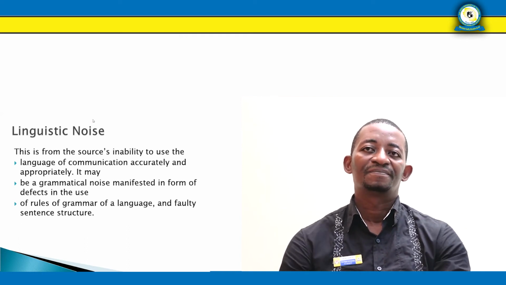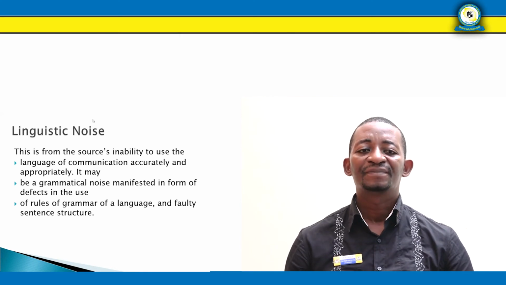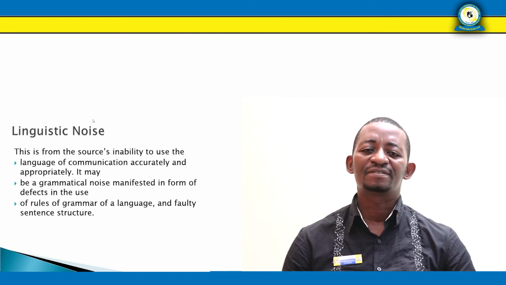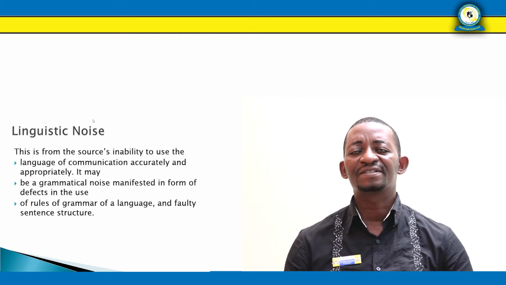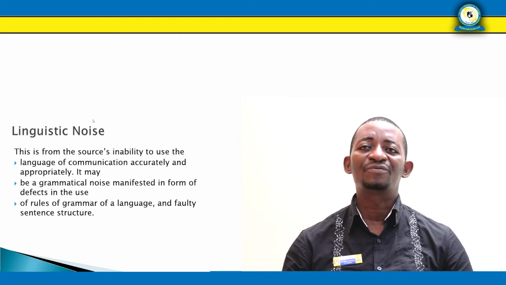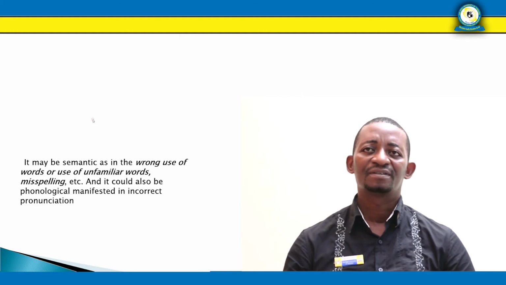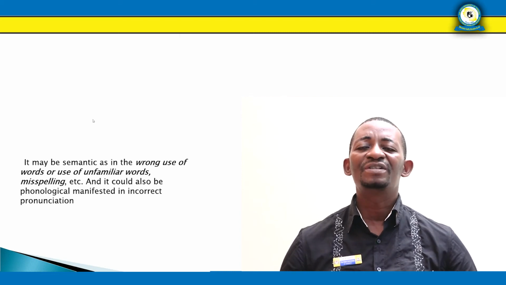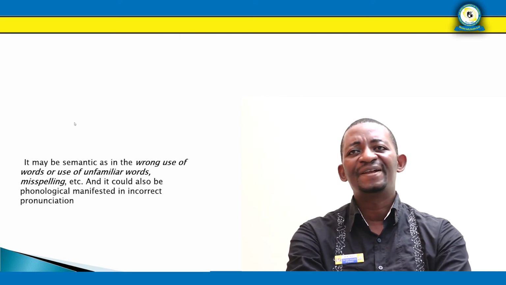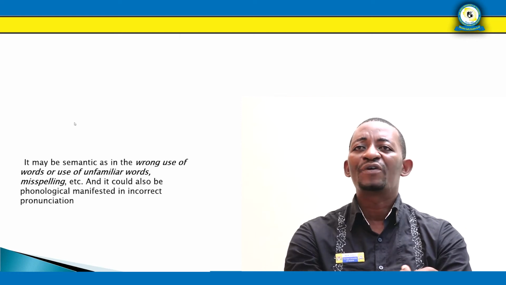We also have linguistic noise. This is from the source's inability to use the language of communication accurately and appropriately. It can be grammatical noise, manifested in the form of defects in the use of the rules of grammar of a language, faulty sentence structures, etc. So linguistic noise could be very difficult vocabulary used in your content, a lot of grammatical errors, etc. And it may be semantic, as in the wrong use of words, or the use of unfamiliar words that are very difficult for the audience to understand, misspellings, etc. And it could also be phonological, manifested in incorrect pronunciation.